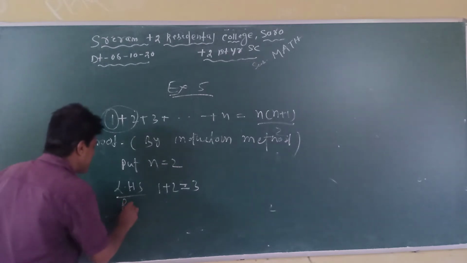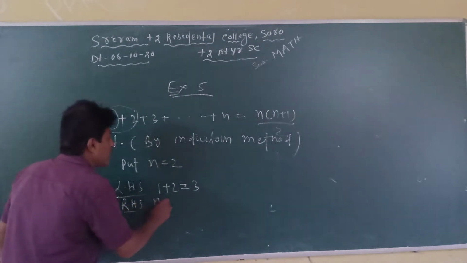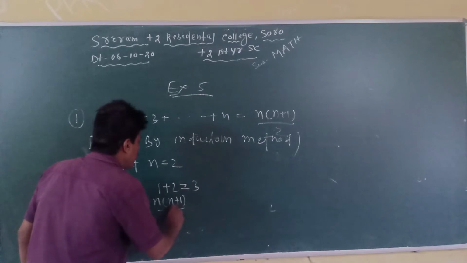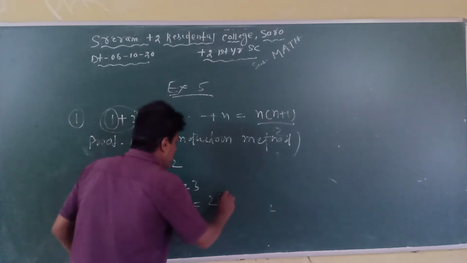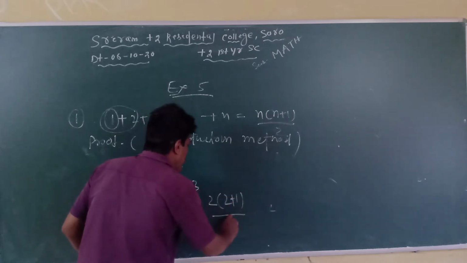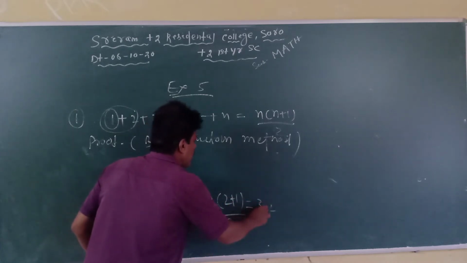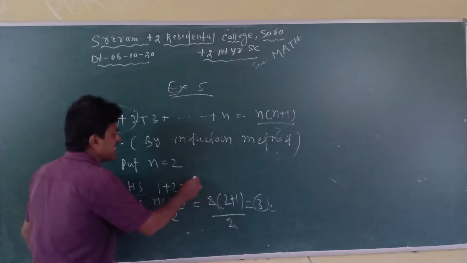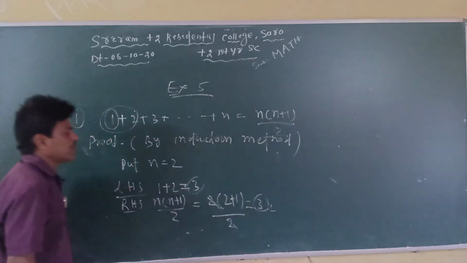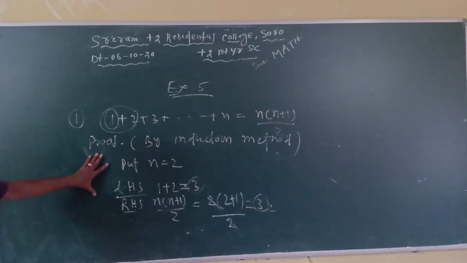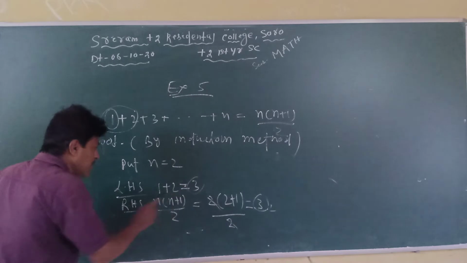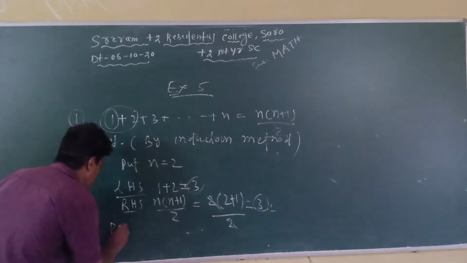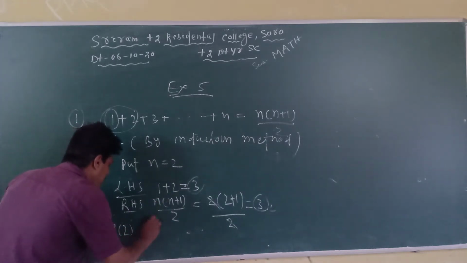Now going to the RHS: n into n plus 1 by 2. Put n is equal to 2: 2 into 2 plus 1 by 2. The 2 cancels, and 2 plus 1 is equal to 3. The left hand side is 3 and the right hand side is also 3. So P2 is also true. That is a sufficient condition and not necessary to prove, but for better understanding I am proving this particular part. Now P2 is also true.